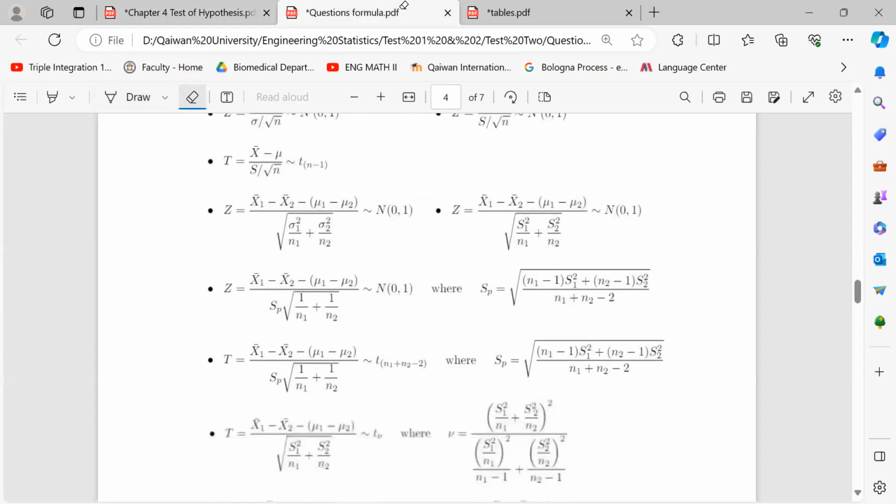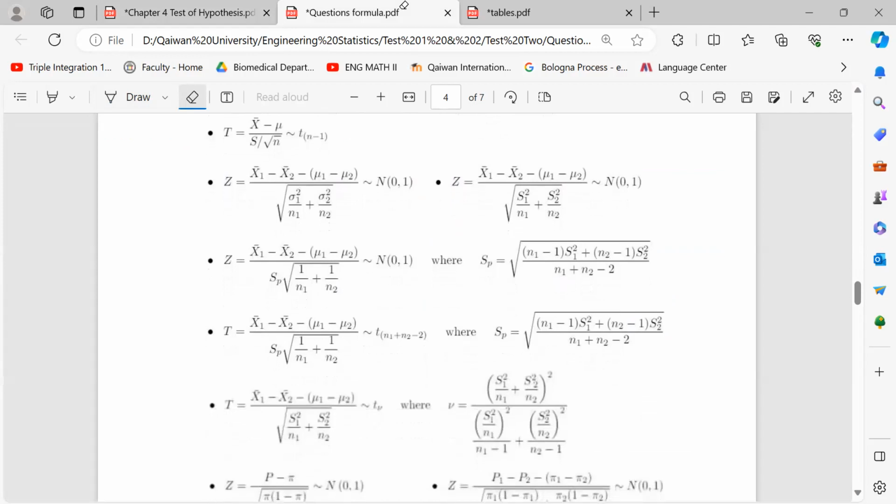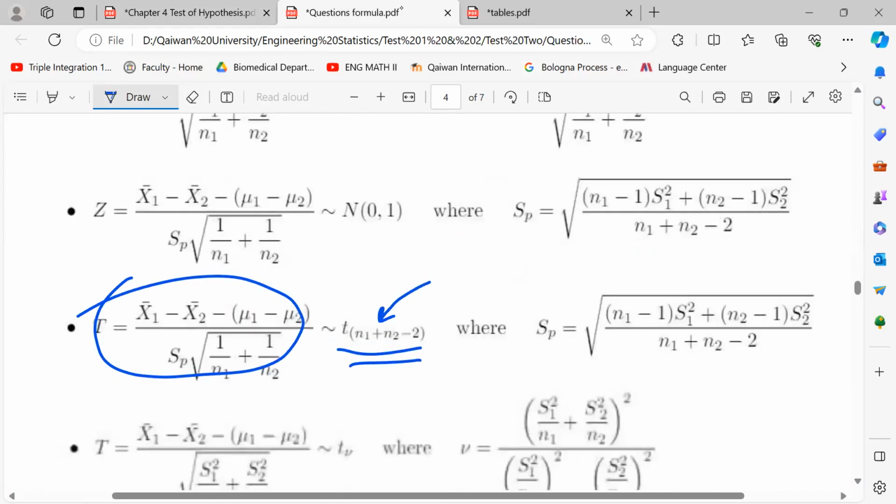Check which rule is this one. X1 notion, that one. These are both the same. This one is, okay? It's T. Look, the degree of freedom is given here. Okay? Even the degree of freedom is given. In T table, we need degree of freedom. It's N1 plus N2 minus 2. N1 and N2 are the population sizes, minus 2.